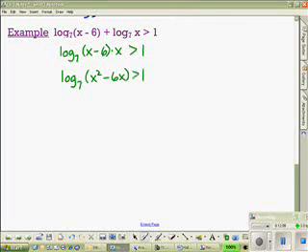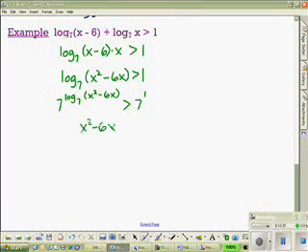Here's another one. I could change it to exponential form, but then we run into the problem: where is the inequality? Which way is it greater than? Is it less than? Etc. So if we take both sides and do 7 to the power of each side, I'm left with x squared minus 6x is greater than 7.